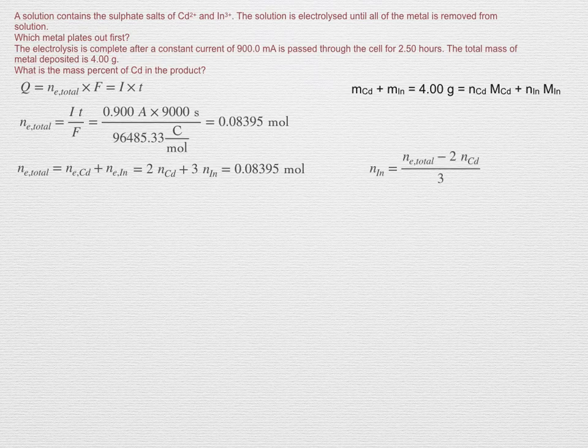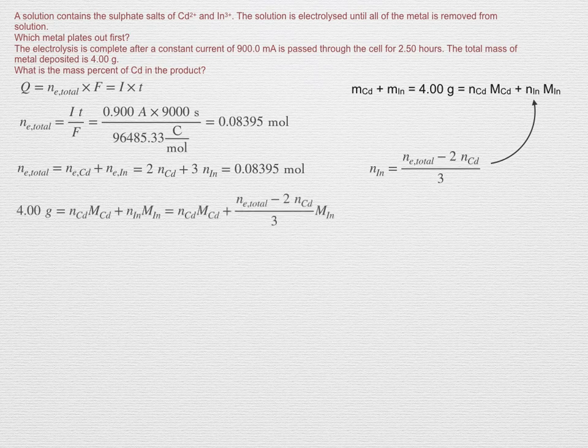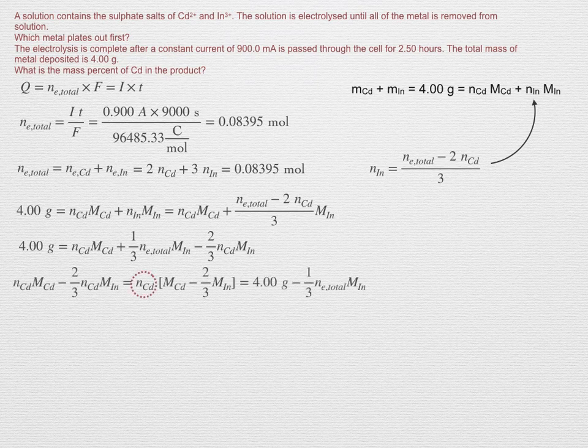Now we go back to the mass equation and substitute for the amount of indium. And for clarity, let's just expand out that second term. The only unknown in this equation is the moles of cadmium. Move the terms around to get the amount of cadmium variable on the same side and factor it out by itself. Now make sure that you see what I have done in this step. Pause the video if you need time to review it. Make sure that this arithmetic doesn't cause you difficulty.